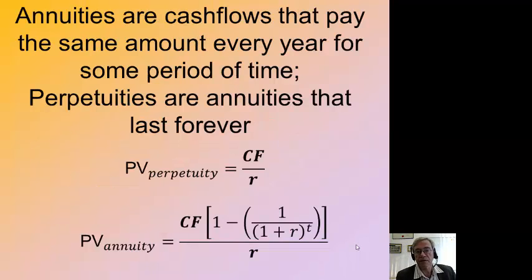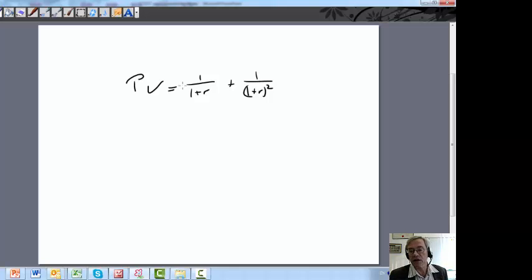Annuities are cash flows that pay the same amount every year for some period of time. Perpetuities are annuities that last forever. Here's the formula for the present value of a perpetuity. Here's the formula for the present value of an annuity. Let's look at a perpetuity paying $1 per year.